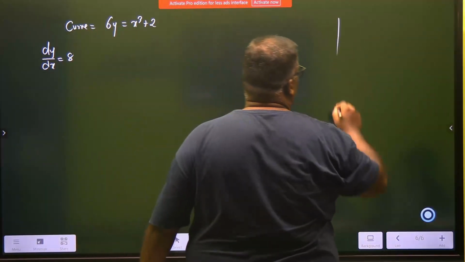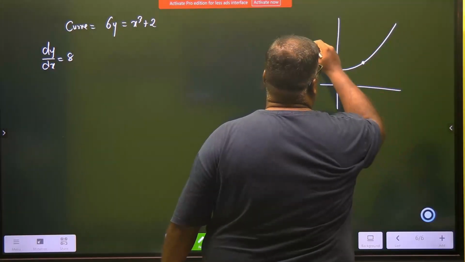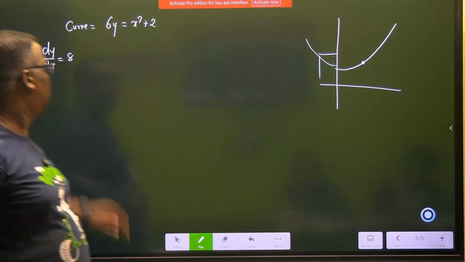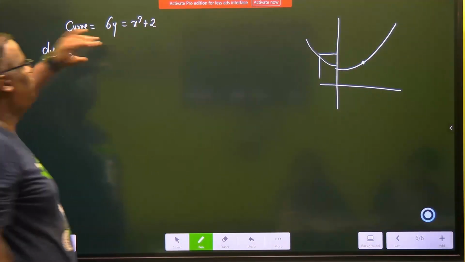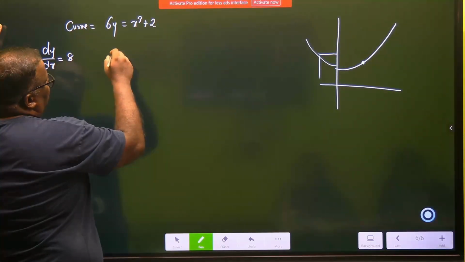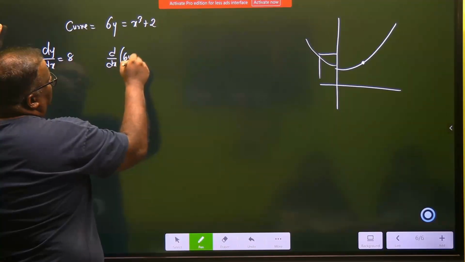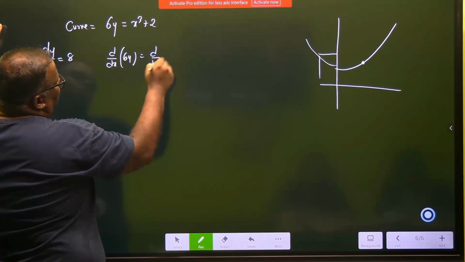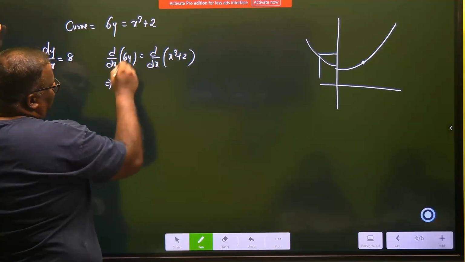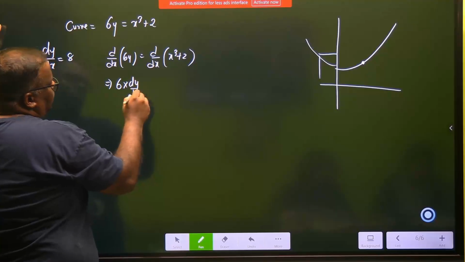See, suppose this is the graph. You have to find all those points. There can be points where the rise over run is always 8. So dy/dx is 8. Let's differentiate this now. If you differentiate with respect to x, then this is d/dx of 6y equal to d/dx of x cube plus 2. Now your answer will come. But this you cannot differentiate directly, so it will become 6 into dy/dx. Have you understood this or not?